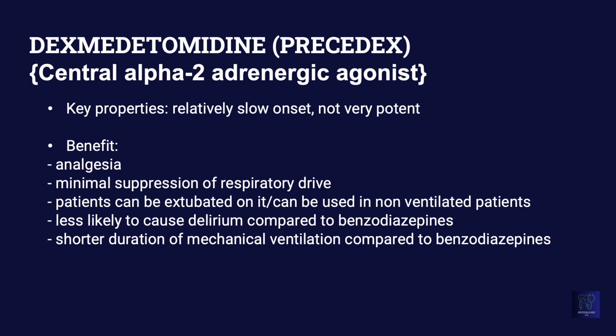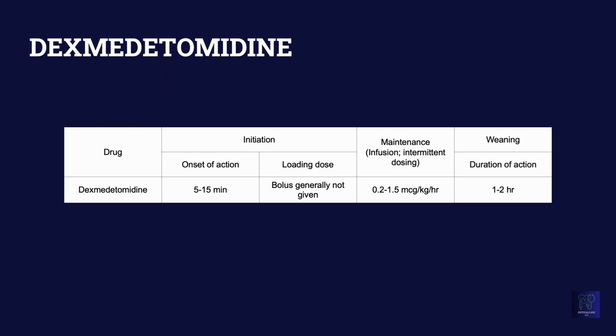In fact, Precedex is frequently used to treat hyperactive delirium. Compared to benzodiazepines, use of Precedex has been shown to be associated with shorter duration of mechanical ventilation. The biggest side effect of Precedex is bradycardia. It is probably the most common reason why Precedex is discontinued or not used. Here are the important numbers to know for Precedex. As you can see, it has a relatively slow onset of action, especially compared to agents like fentanyl or propofol, and relatively longer duration of action as well.